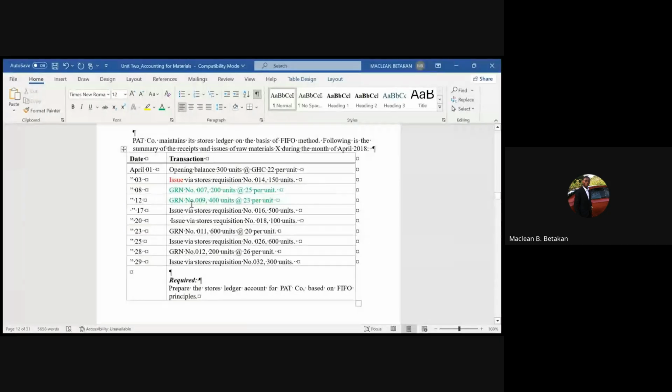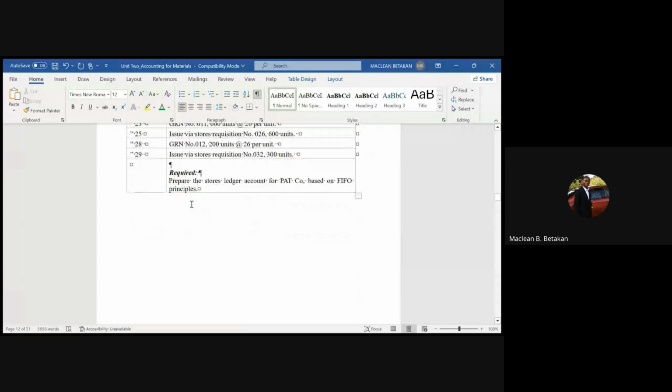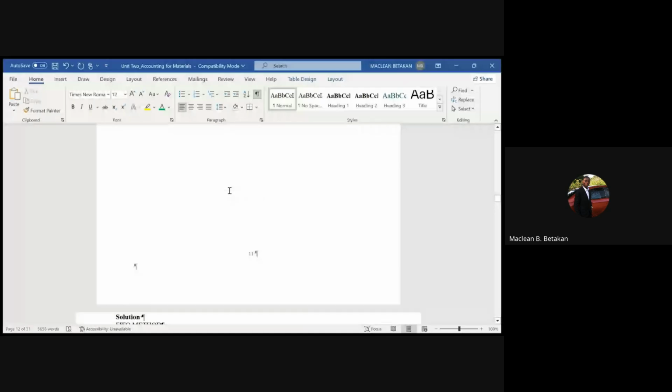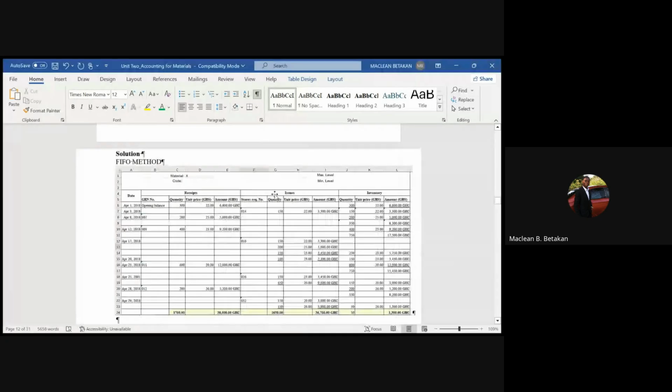All right. So on the first day, the opening balance of 300 times 22 will come to the inventory. Of course, it was received earlier than April. So the right place for it to be is at the inventory. So you have 300 multiplied by 22, you get 6,600.